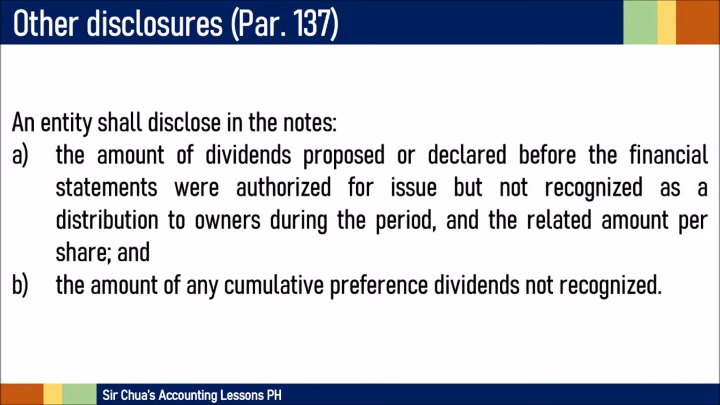Now, the standard specifically tells us that these items should be disclosed in the notes. The amount of dividends proposed or declared before the financial statements were authorized for issue, but not recognized as a distribution to owners during the period, and the related amount per share, dividends per share, and then the amount of any cumulative preference dividends that are not recognized. So that's specifically mentioned in the standard. We need to follow that.